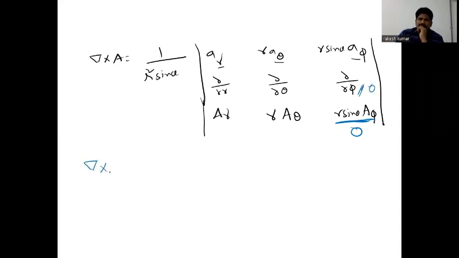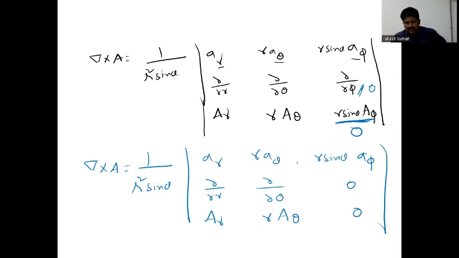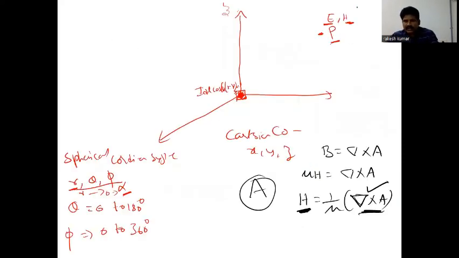So del cross A is equal to 1 by r square sin theta times the determinant, where the dou by dou theta term is 0, and the Ar, r into A theta term is 0. Now these two components are 0. So which components of del cross A will be present? Taking the R direction, the Ar component of del cross A is 0. For the theta direction, minus dou by dou r into this term also becomes 0. So what is the only component we have? I have told you that here you want to calculate the electric field and magnetic field.